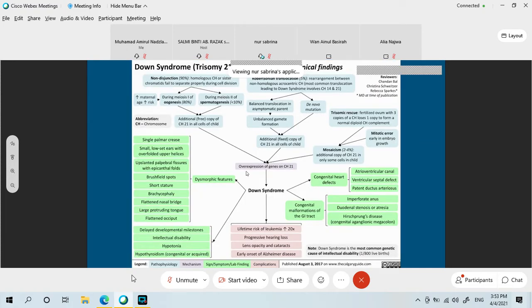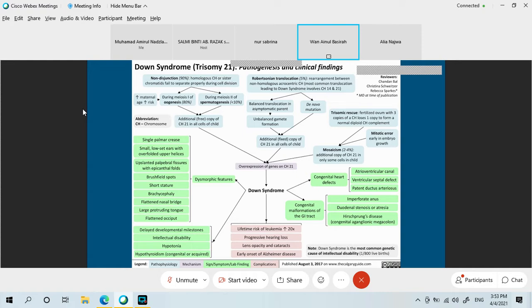So this is the pathogenesis. As you can see, from the top there are three: non-disjunction, Robertsonian translocation, and mosaicism. All of these will lead to overexpression of genes on chromosome 21, so the offspring will have Down syndrome.